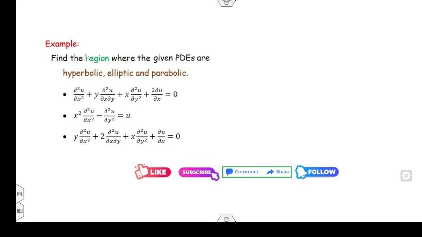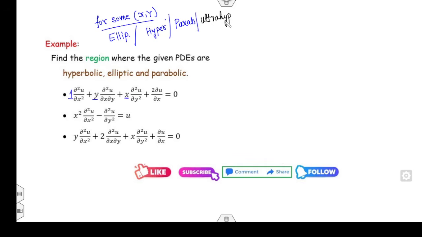Whereas whenever your coefficients are not constants, that means for some values of x and y, the given PDE may be elliptic, while for other values of x and y it may be hyperbolic, while for some other values of x and y it may be parabolic, or for some other values of x and y it is called ultra hyperbolic.